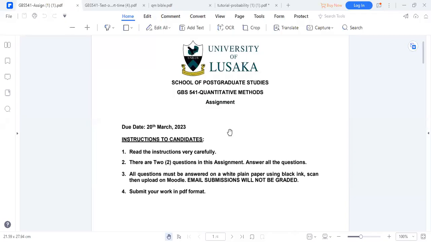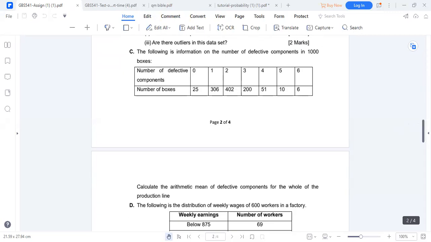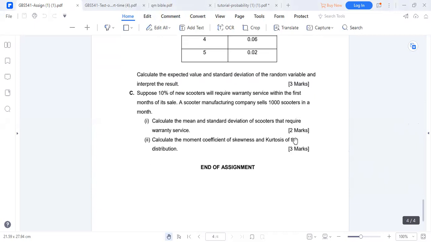All right, look at the QM assignment. I'll start with the last question and our review. We are given the question: suppose 10% of new scooters require warranty within the first months of sale. The scooter manufacturing company sells 10,000 in its month. Calculate the mean and standard deviation.